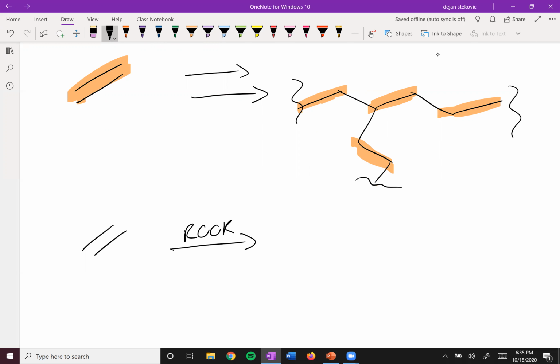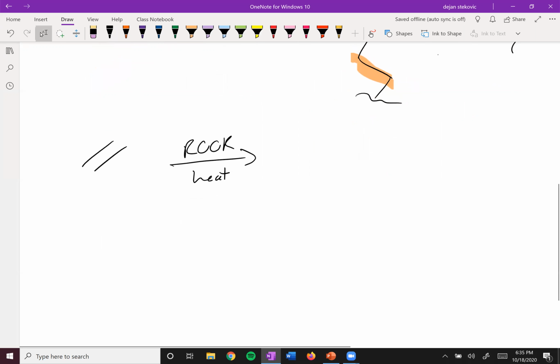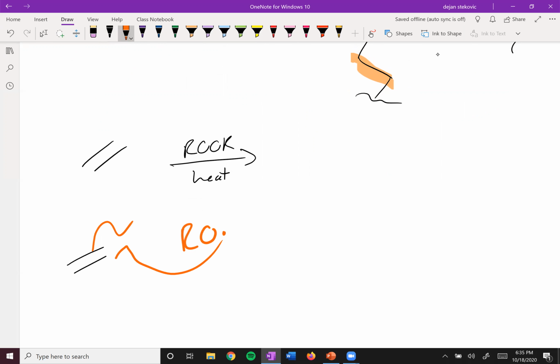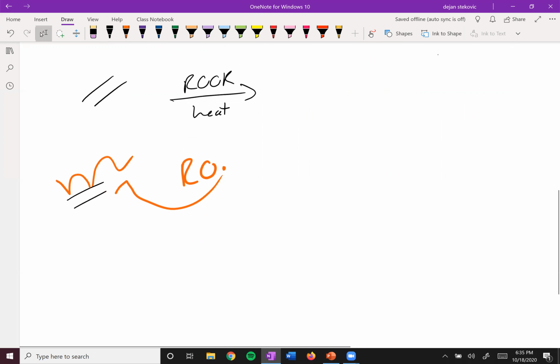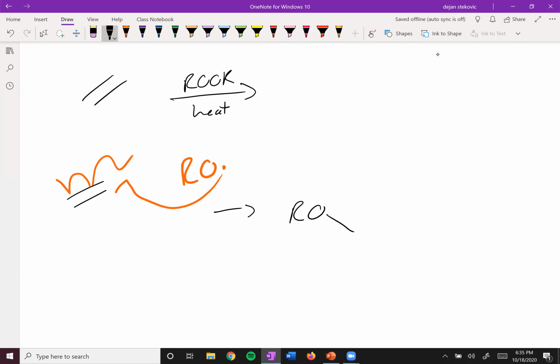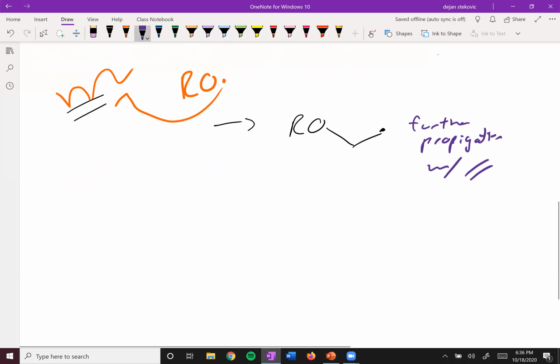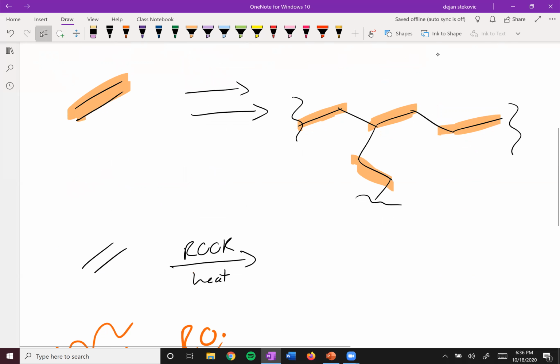One thing we could do is add some peroxide and heat this. And so, of course, in our first step, we're going to form some peroxide radical. This can then react with an alkene to form another radical. And then this alkyl radical, right now, can further propagate with other alkenes, right? And then branching can occur as well, as we see in this picture right here.